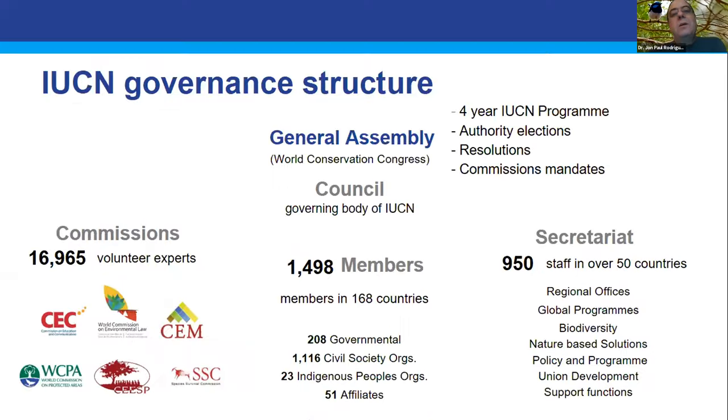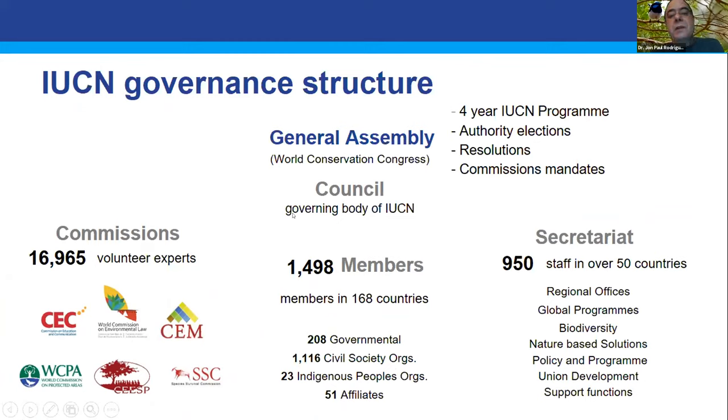So when we talk about IUCN, a question that always comes up is, what is IUCN and who does the IUCN unite? It's the International Union for Conservation of Nature, but who is united by IUCN? Well, the owners, the highest authority of IUCN, is the General Assembly, which is up here at the top, which is made up of the members of IUCN.